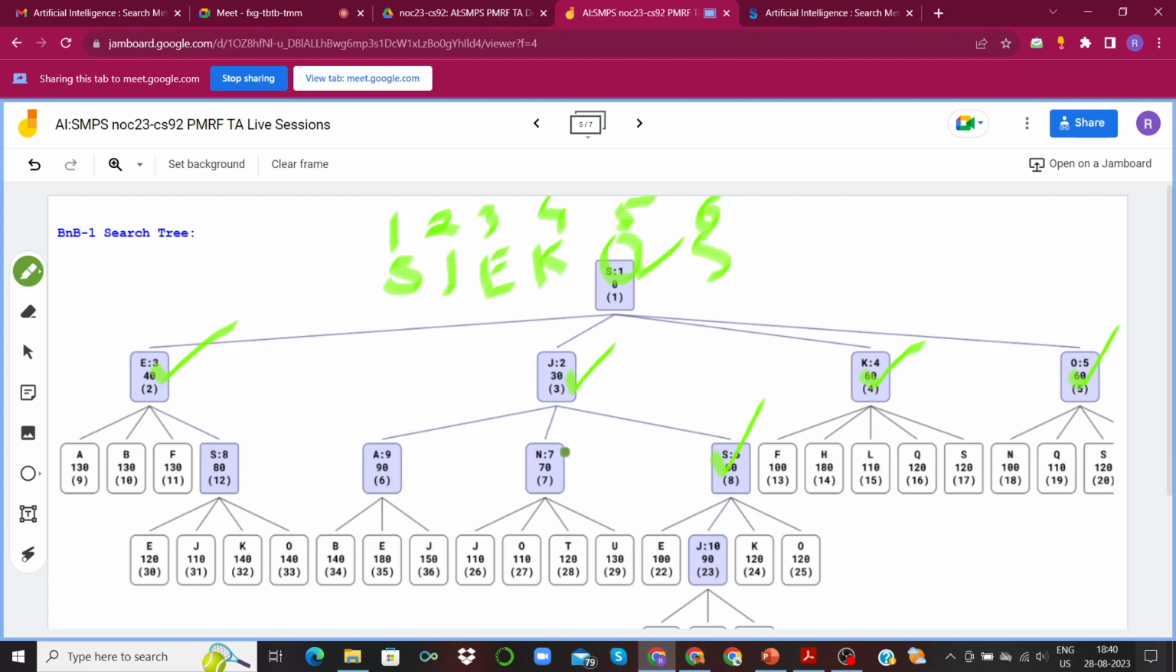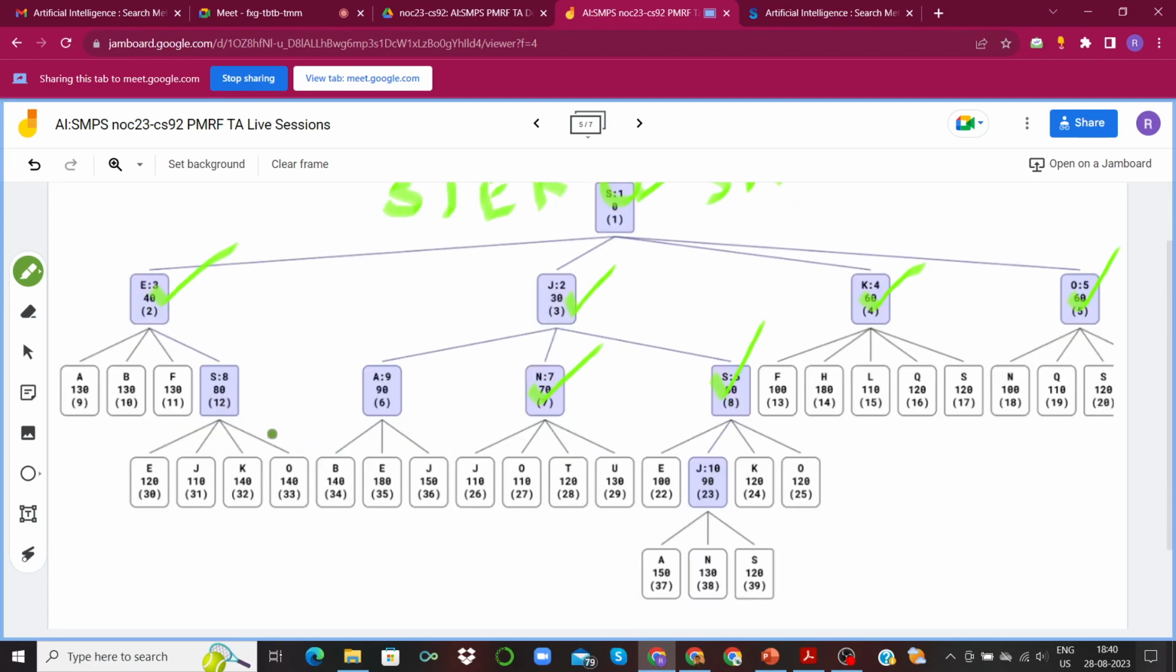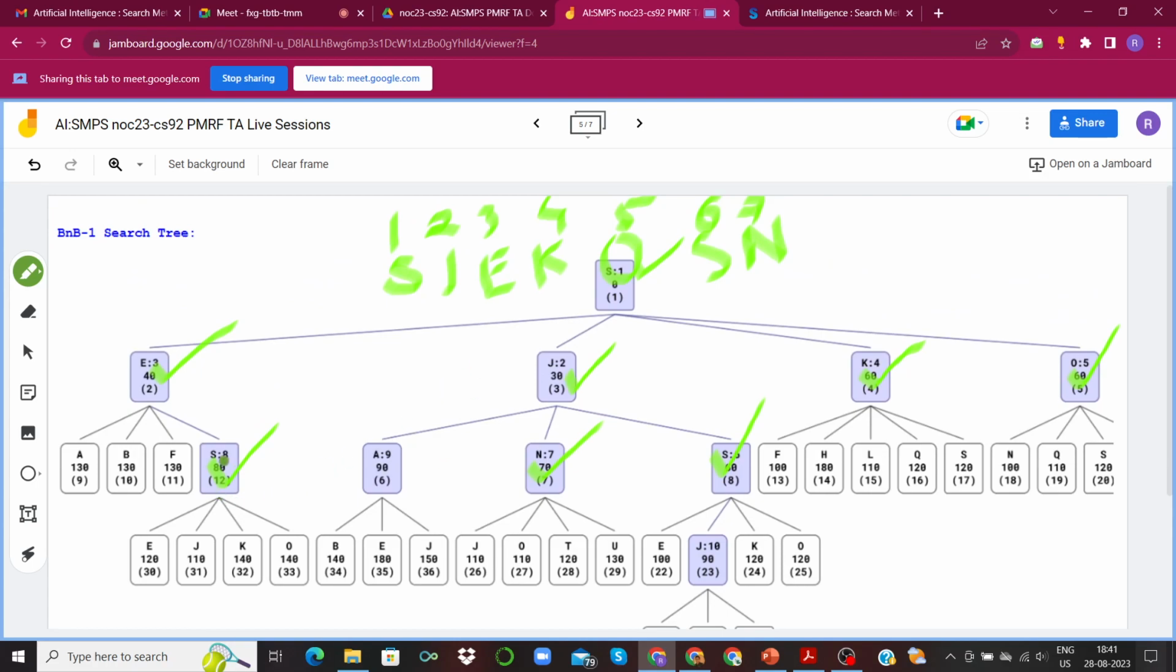this one. Then we will have N with 7, then again S with 8. Remember that this S and this S are different. This S is coming from SJS, whereas this S is coming from SES. So 8 again, then A with index 9, and then J with index 10.